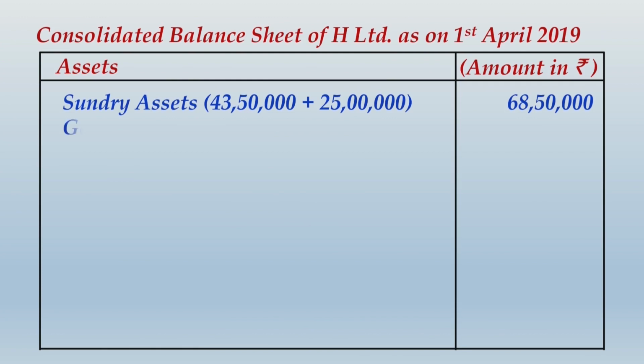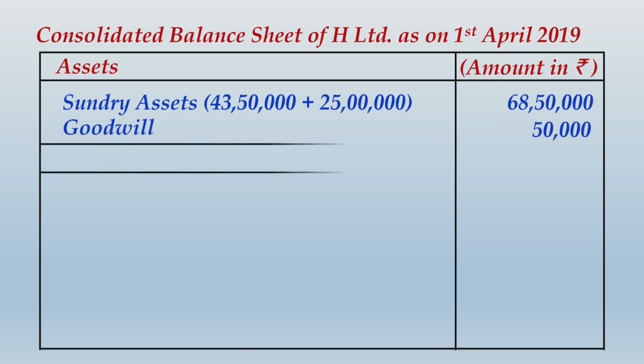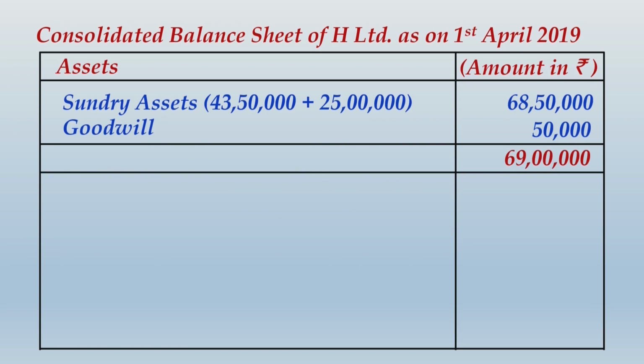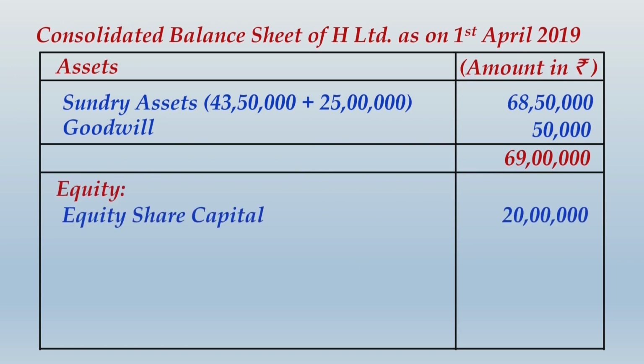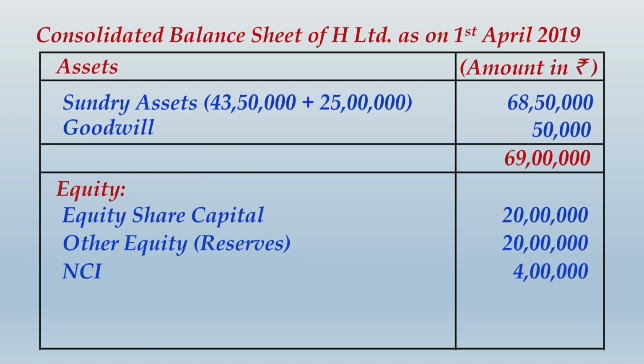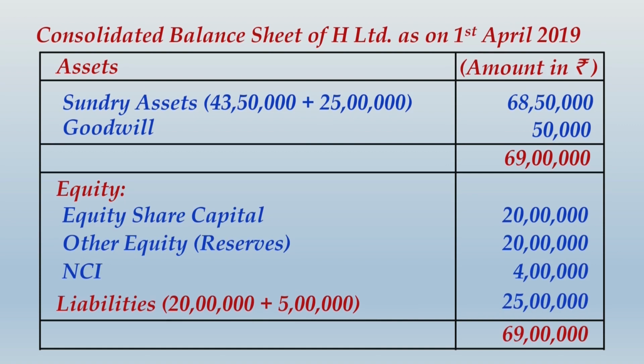Investment will be eliminated, goodwill will be recognized, and there is no other asset. So you would take the total of the assets. Then coming to the equity share capital, only of parent company will be taken. Other equity or reserves balance only of parent company will be taken. Further, what will be recognized as a new component of equity will be non-controlling interest, and liabilities will simply be aggregate of liabilities of both the companies, and you would see that the balance sheet gets matched up.